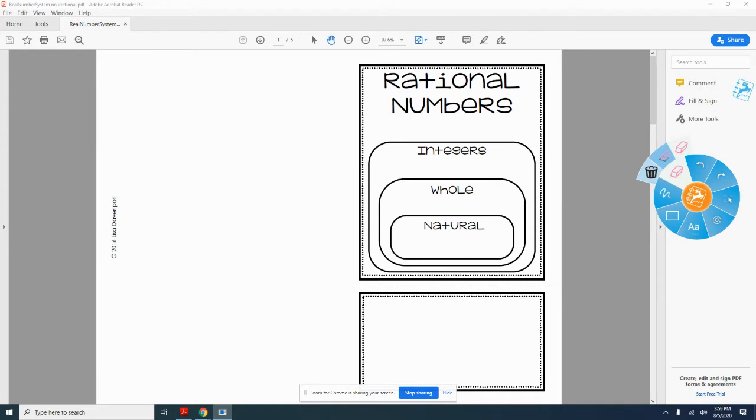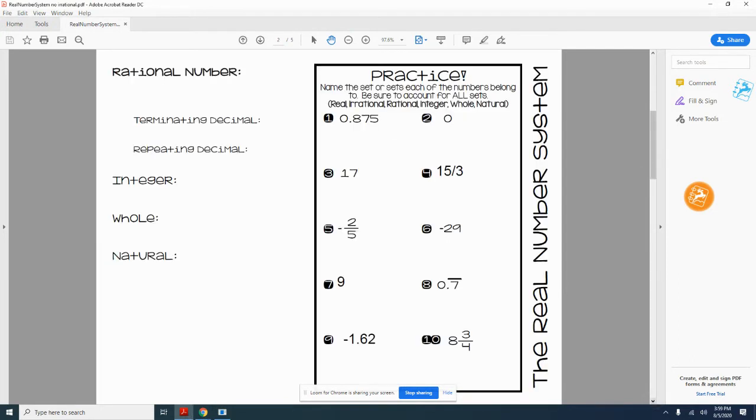So let's start with some definitions to refresh your memory. So this is what you should have, and we're going to go down, if it'll let me. Here we go. And so this is our note-taking sheet that we're going to just get some definitions, practice with some numbers, and then we will go in and practice with some statements. Okay, so the very first thing that we have here is the definition of rational numbers.